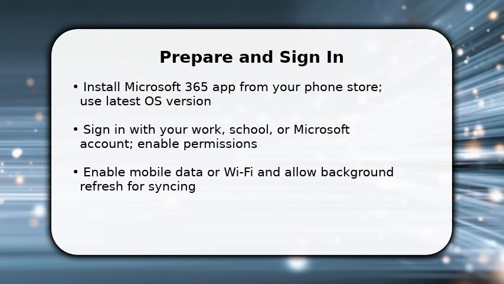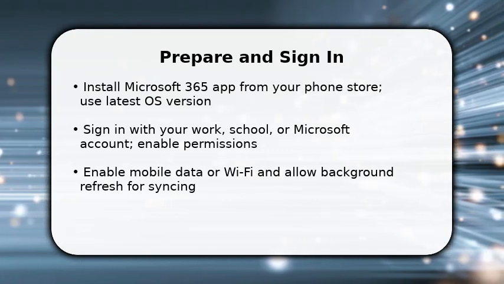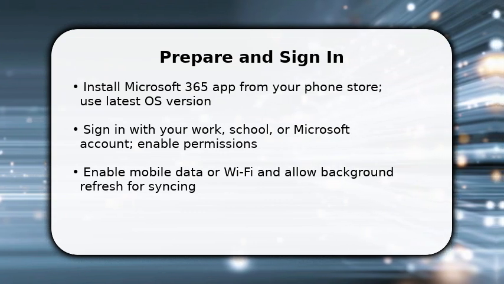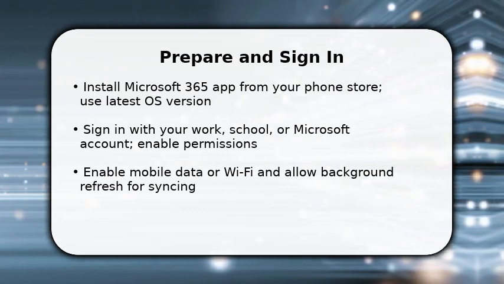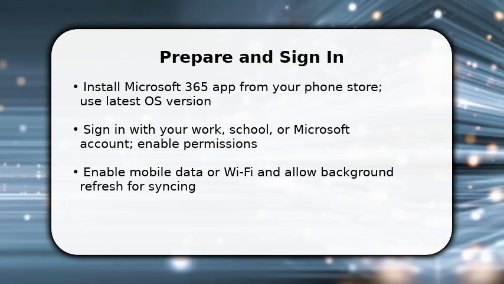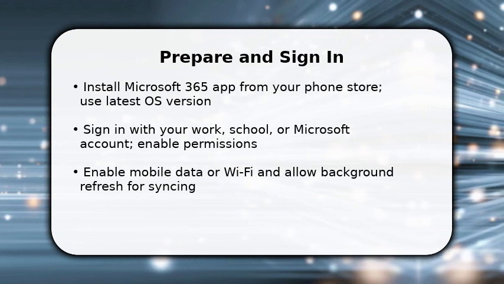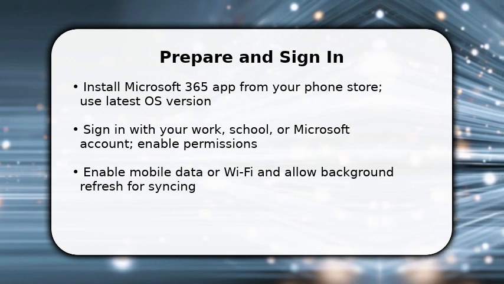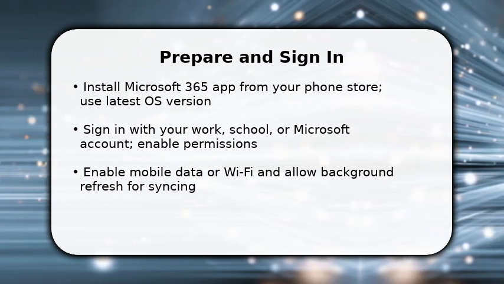You'll start by installing and signing in so everything syncs. Open the store, install Microsoft 365, and sign in with your work, school, or Microsoft account. Grant calendar, contacts, and storage permissions so the app can access files. Once done, make sure background app refresh and notifications are enabled. This keeps documents and alerts current.